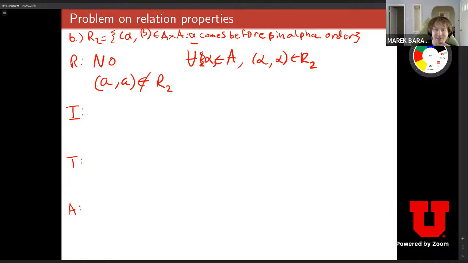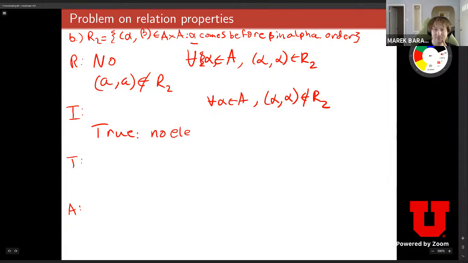Irreflexive: this one was for all alpha in A, alpha is not in R2. So yep, this one's true, and that's because no element comes before itself. Yep. And then transitive.